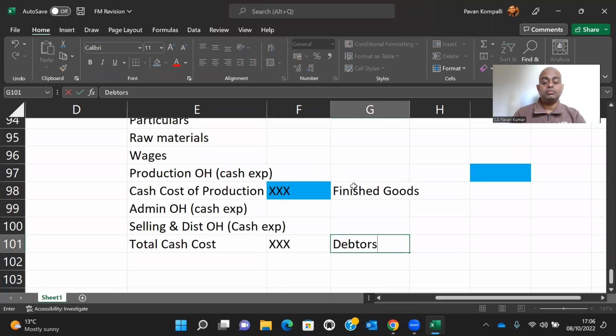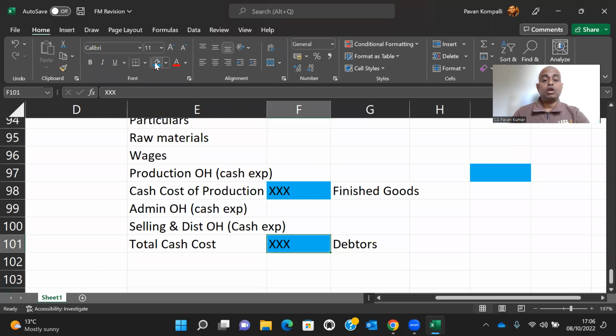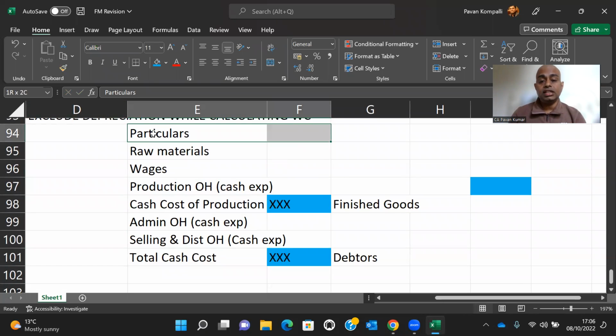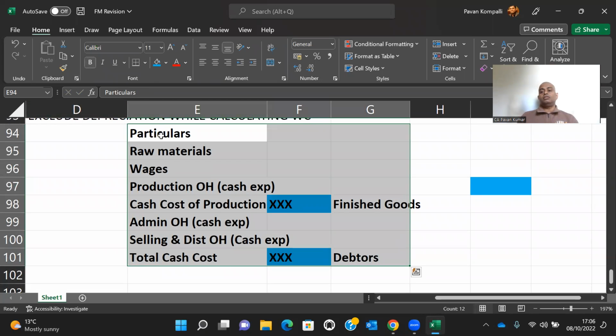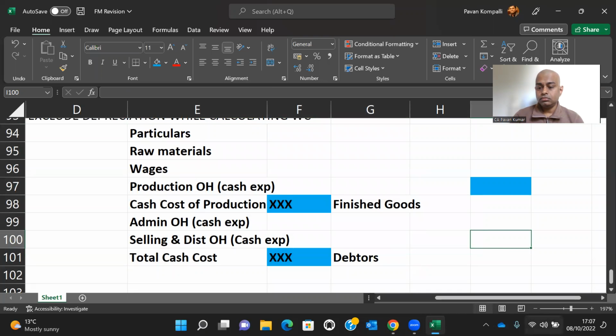This will be used for debtors. Khatam. The problem is over. This is one working note you'll prepare if you are doing a problem on cash cost approach. So shall we quickly look into one cash cost approach problem?